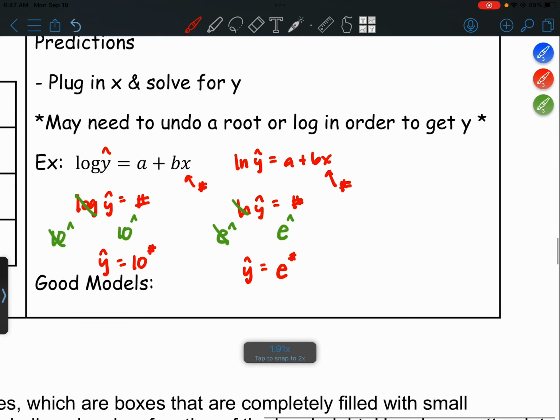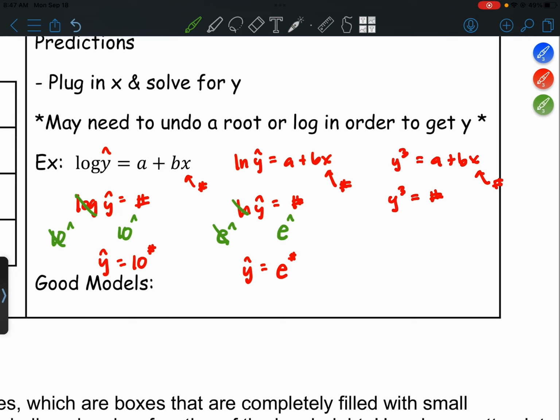Just to give you one more example, suppose we built a model that was y cubed equals a plus bx. How would you get the prediction now? Well, you'd plug in your input for x and then evaluate the right-hand side. So you'd get y cubed equals some number. And then at this point you have to undo the cube, which would require taking a cube root on both sides. Sorry, there should have been hats on those y's. So now y hat equals the cube root of whatever number you had previously.